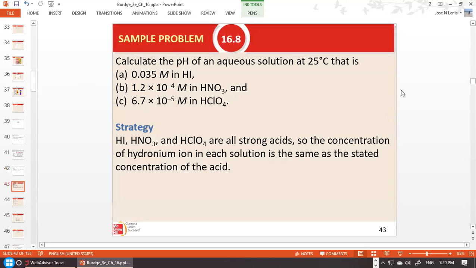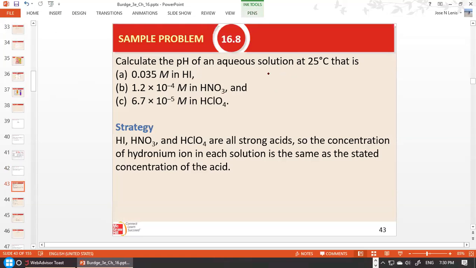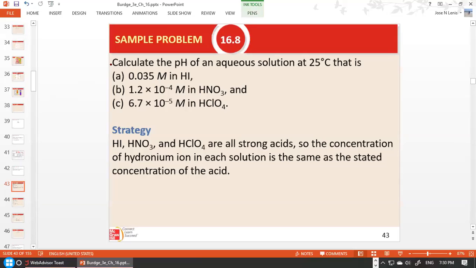Let's practice with these problems. It says, calculate the pH of an aqueous solution at 25 degrees Celsius for the following concentrations. The first one is hydroiodic acid. First, we need to write the equation for every process. So hydroiodic acid, HI.